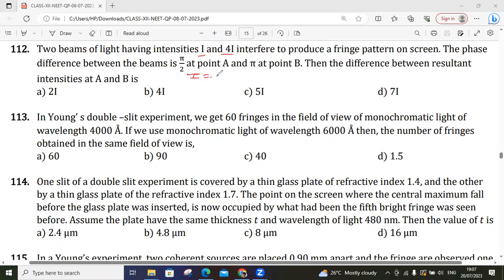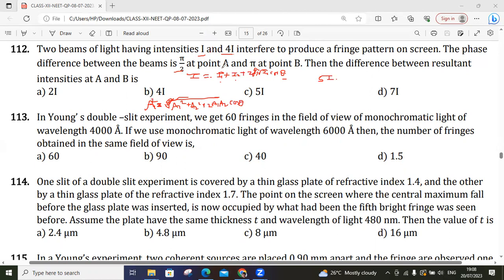Because amplitude is like a phasor, vectorially we add it: a1 square plus a2 square plus 2 a1 a2 cos theta, where theta is the phase difference. I is proportional to a square. So the resultant intensity is equal to I1 plus I2 plus 2 root I1 root I2 cos theta. This is the formula. Theta they have given, I1 and I2 they have given. So the first one is pi by 2, cos pi by 2 is 0, so it will be just I1 plus I2, that is 5I.